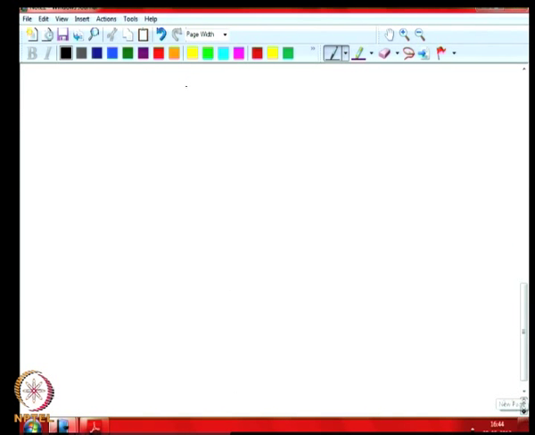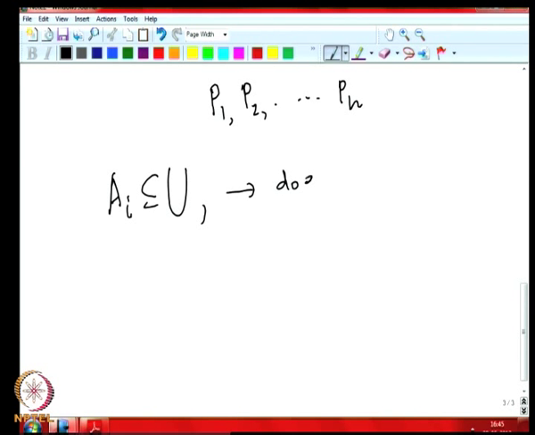What we are interested in is the set of permutations such that those permutations do not satisfy P1, P2, or Pn, easily formulated. So let Ai be the set of permutations such that the permutations in Ai satisfy Pi.